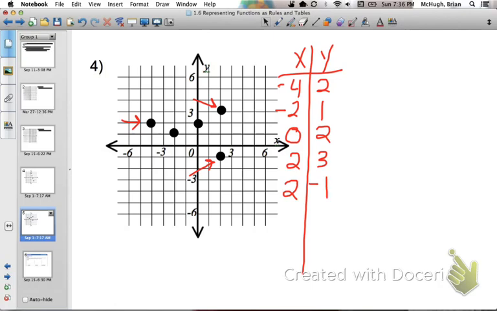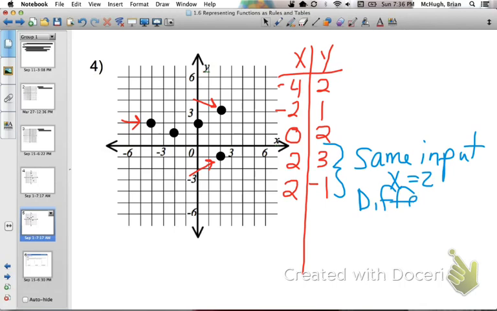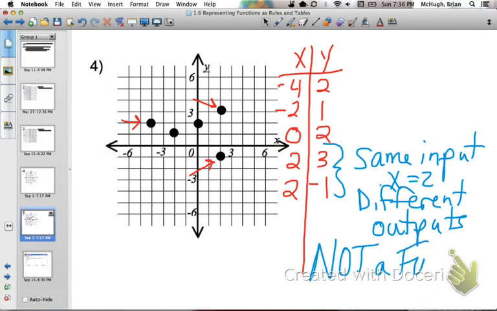Now, the interesting thing here, if you remember in our discussions about relations and functions, is that for this particular graph, these 2 points have the same input, which is x equals 2, but different outputs. One has an output of y equals 3, and the other has an output of y equals -1. And the result is that this is a relation that is not a function because of the same input resulting in 2 different outputs.